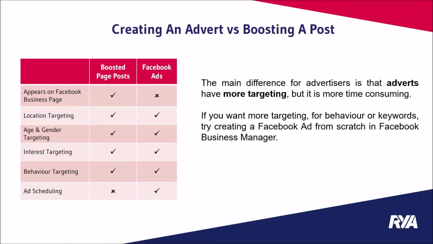Of course, when you're boosting a post, the post already exists on your page, and what you're trying to do is push it out to a wider audience. With a Facebook ad, you're creating this from scratch, and this will not appear on your Facebook page. Both options offer location targeting, age and gender targeting, interest targeting, and behavior targeting. Boosted Post doesn't offer ad scheduling. So once you click on Boost to boost the post, it goes live there and then. With Facebook ads, you can schedule these for when you want the ad to go live.